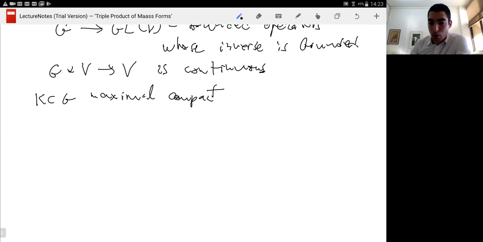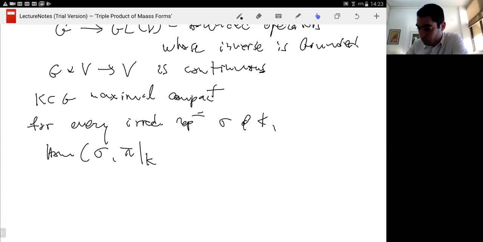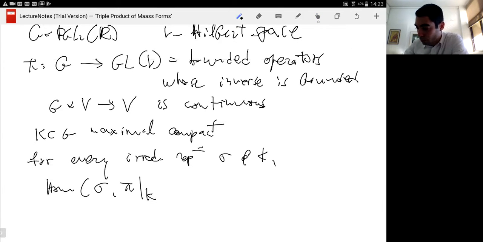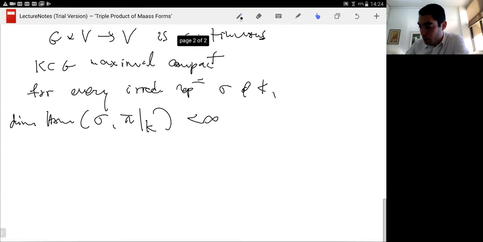Okay, and we want to impose the condition that for every irreducible representation sigma of K, if I take the number of copies of sigma appearing in pi, I want this number to be finite. So this condition is called admissibility.